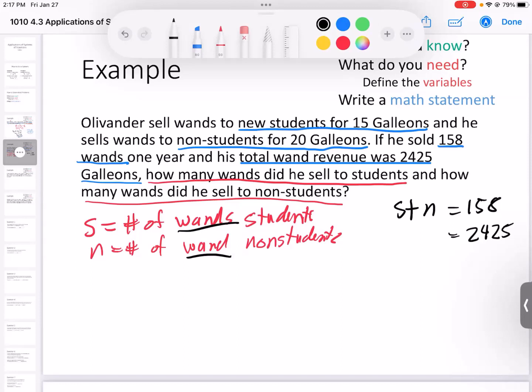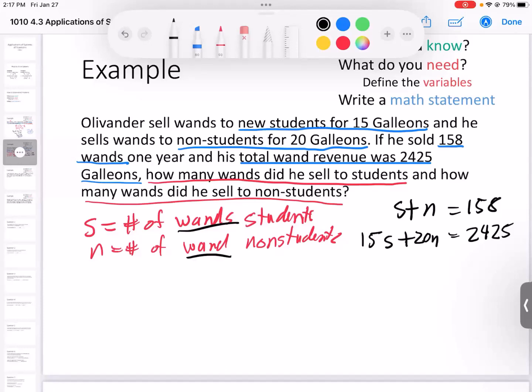But we don't know how much money he earned from students, because we only know how much a single student would pay. But we have a variable that says this is the number of wands that are bought. And so we would say, well, the amount of money he makes from students is going to be 15 times S. Because however many wands are purchased by students, you're going to multiply that by 15 to find out how much money he got from it. So everybody call out, how much money did he make from non-students? 20N. And then now I've got two equations.